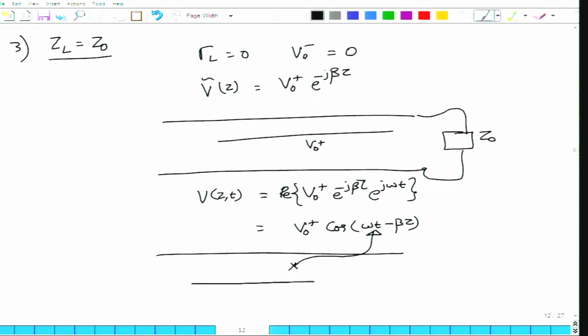This is a clear case where, if I consider that at some time t equal to 0 the minima is located here, at the next time instant the minima would have shifted either to the right or to the left, it does not matter where it is, but the point is it has shifted. So, this minima or maxima will be moving along the transmission line, and therefore they do not represent stationary points along the transmission line. They are actually moving along the transmission line, and hence this is the case of a travelling wave.